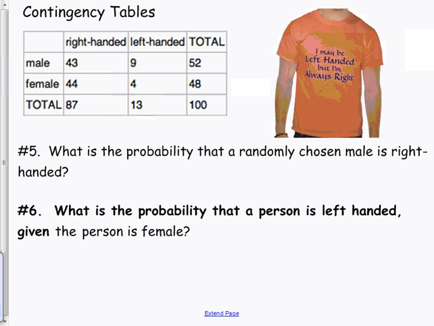Randomly chosen male is right-handed. I want you to take your best guess on what the answer to this is. Write it as a fraction because I know you don't have calculators and I don't want you to bother to get them out. And write it on your paper, and then I'll tell you what the right answer is.